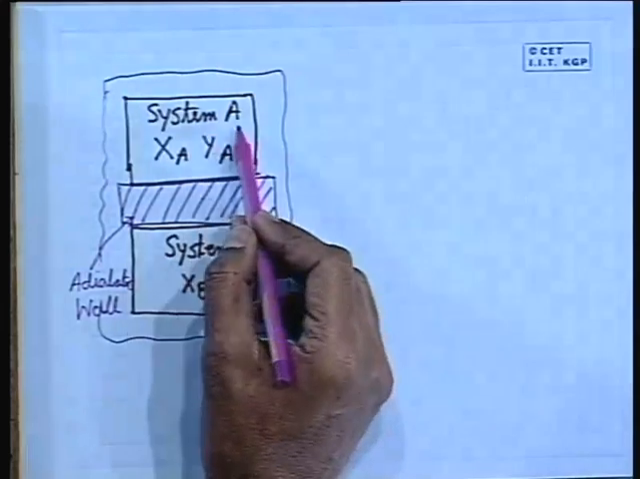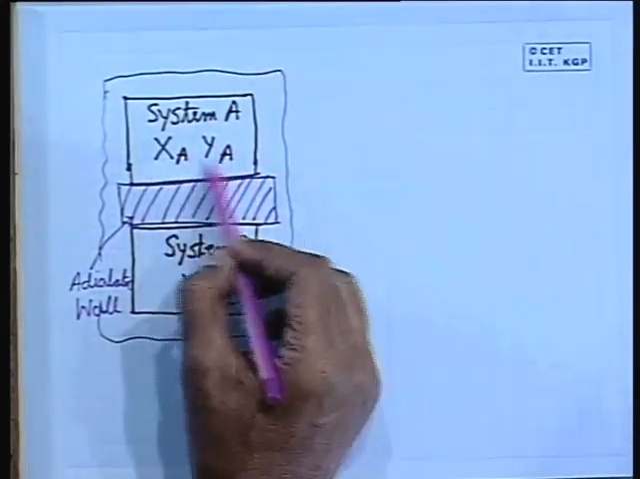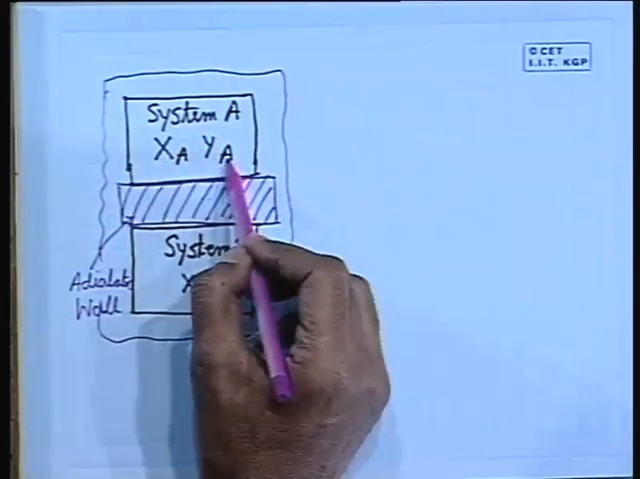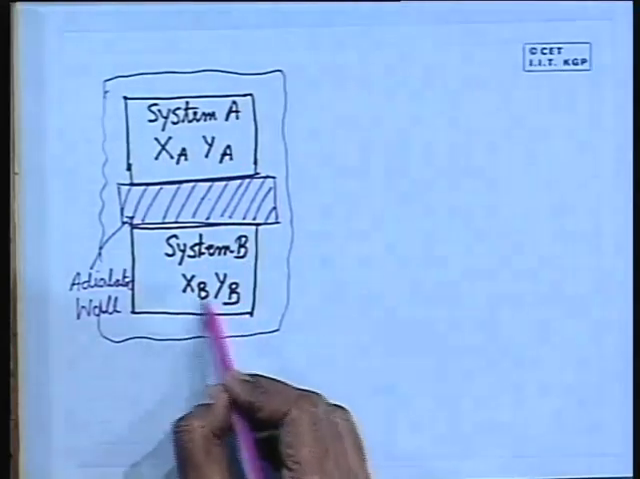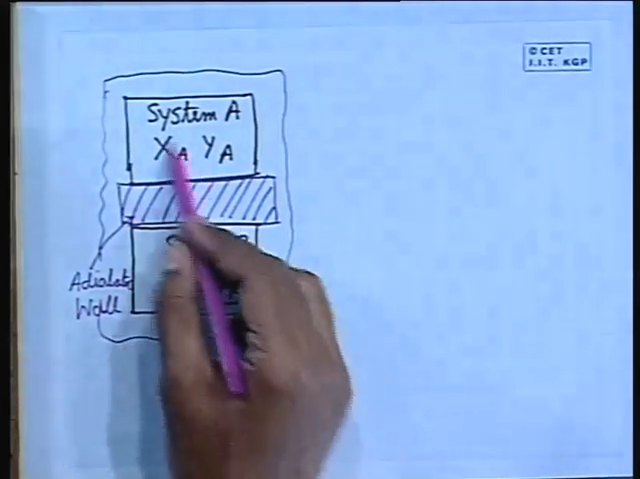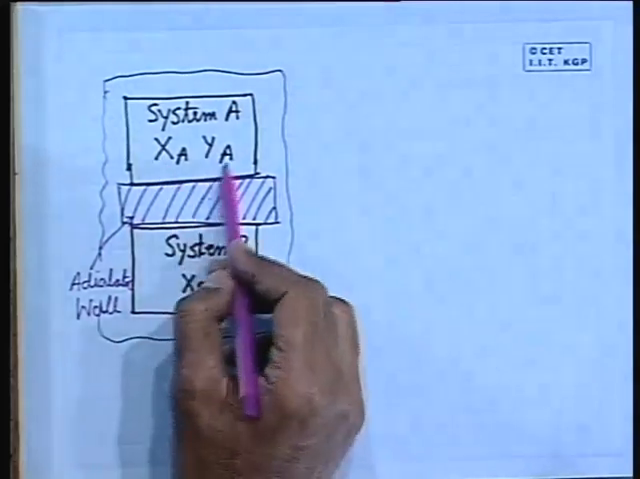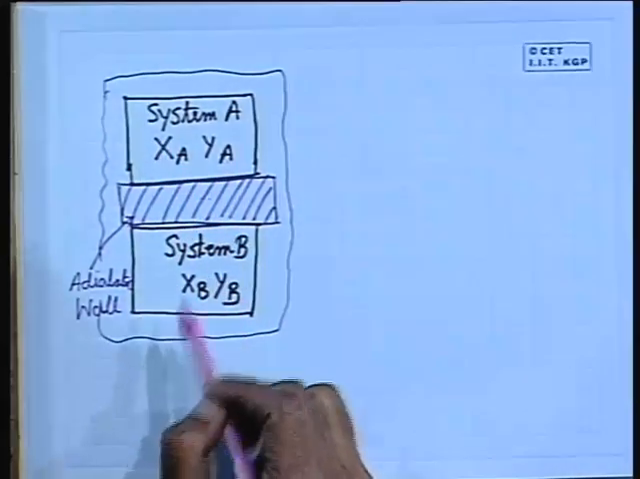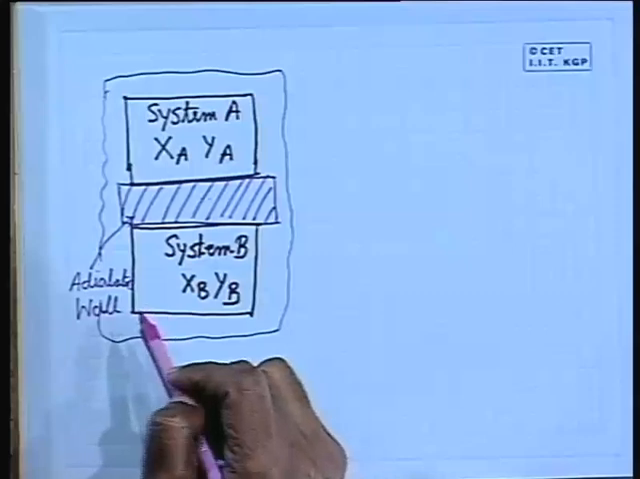That means system A can assume any pairs of XA, YA or any arbitrary values of XA, YA. Similarly, any arbitrary values of XB, YB for system B, they can assume any properties. So any values of XA, YA and XB, YB are available if they are separated by an adiabatic wall.